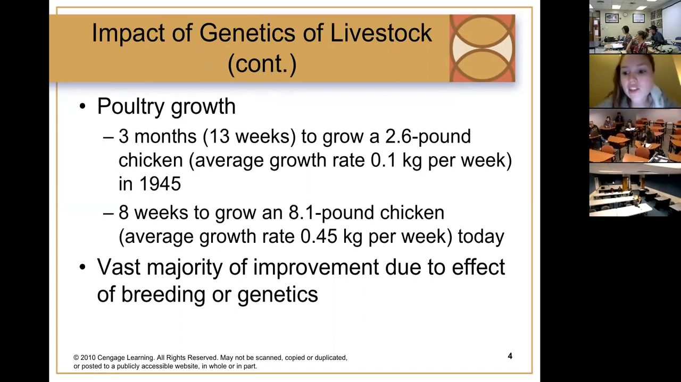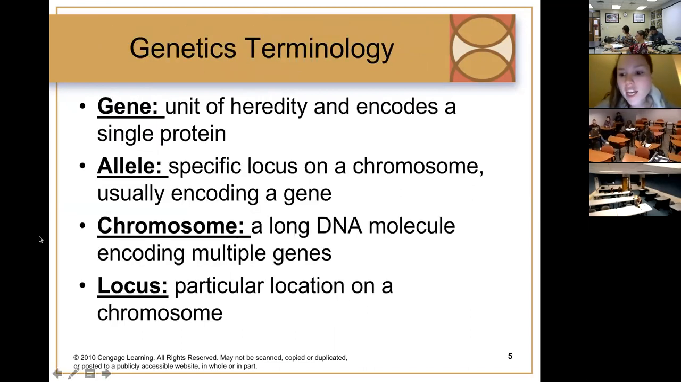That is a huge improvement in poultry, and there have also been many improvements in other species, but that's just an example to show you how genetics can really impact livestock. The vast majority of this improvement is due to the effect of breeding or genetics. So it's very important.